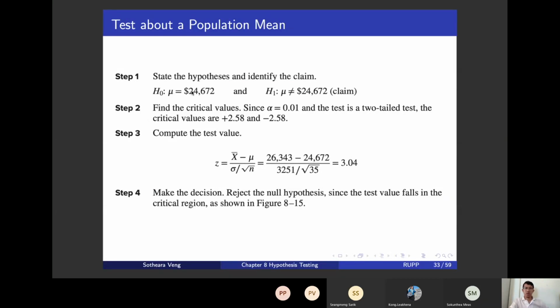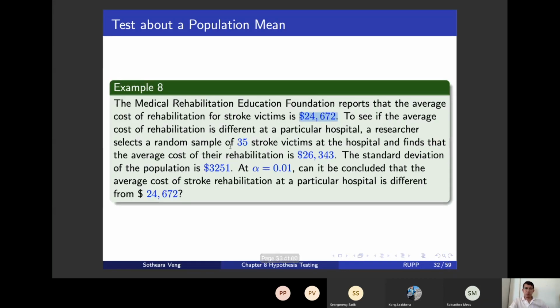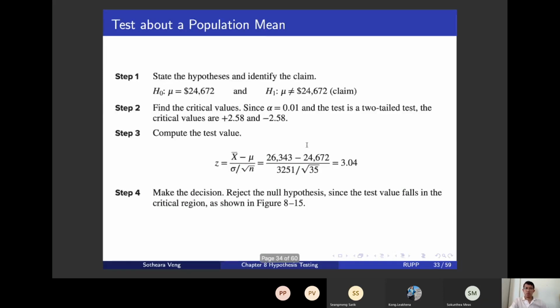So this is the initial value, right? And you want to test whether they are different or not. In this case, different can be greater than or less than. That's why you come up with different. In this case it is a two-tailed test. This is your claim, and based on the sample from the stroke victims, does it support our claim or not?